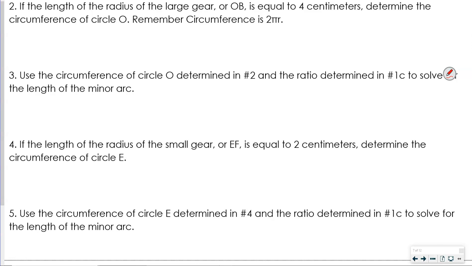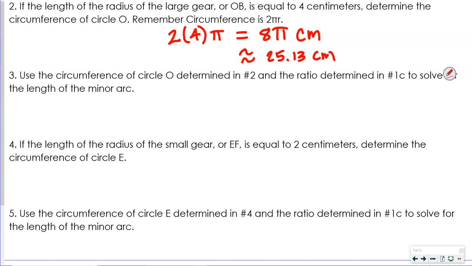So number 2 says, if the length of the radius of the large gear, or OB, is equal to 4 centimeters, determine the circumference of circle O. Remember, circumference is 2 pi r. Okay, so that means we're going to do 2 times our radius. And I'm always going to do it this way, 2 times 4, okay, and then pi. So that's just going to be 8 pi, right? And that's going to be centimeters. Now, if it asked us to compute this approximately, we would multiply 8 times pi. And when we multiply 8 times pi with our calculators, that's an approximate answer, remember, because we're going to round. So that's going to be 25.13 centimeters, okay?